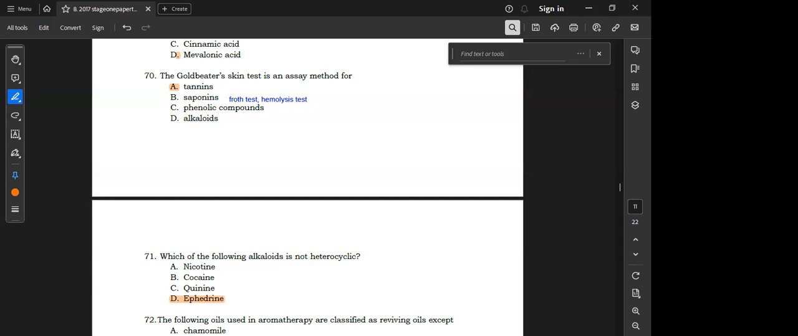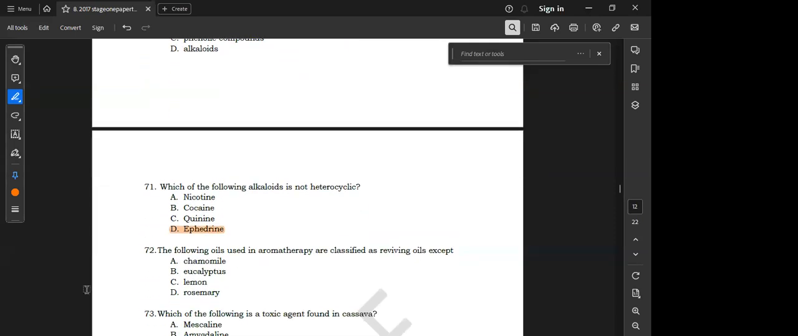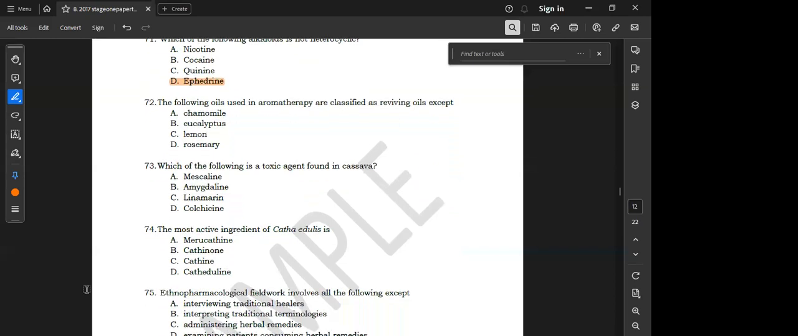Okay. We can continue. The following oils used in aromatherapy are classified as reviving oils except: chamomile, eucalyptus, lemon, and rosemary.